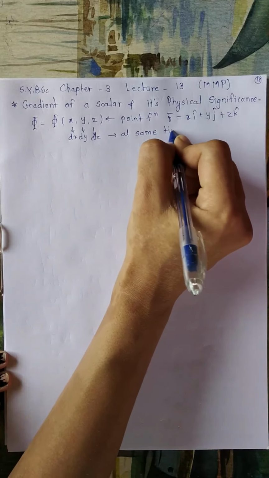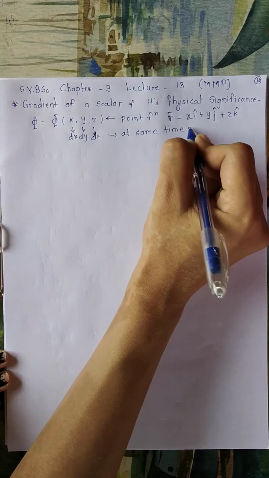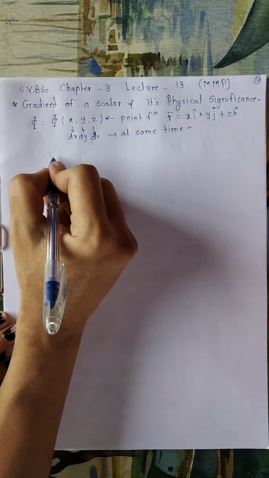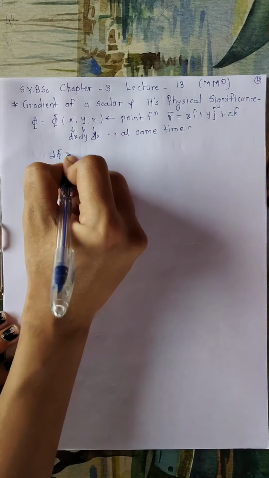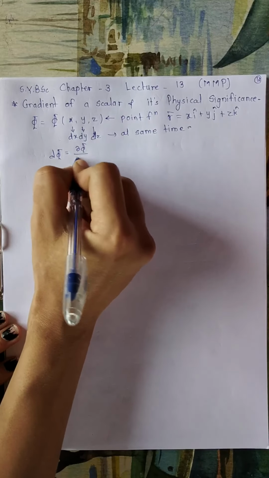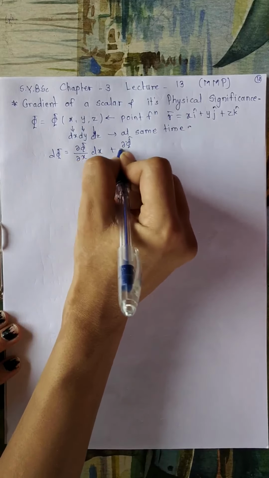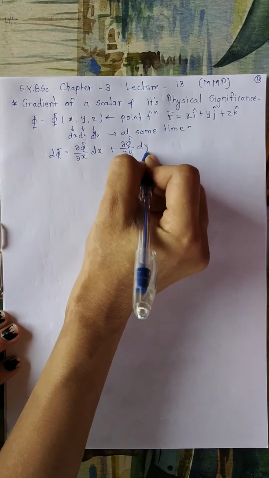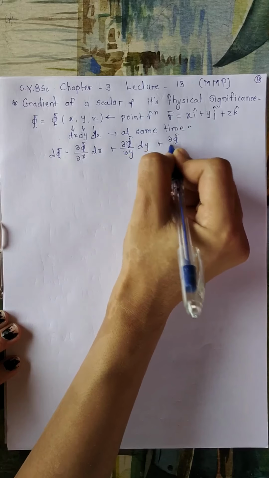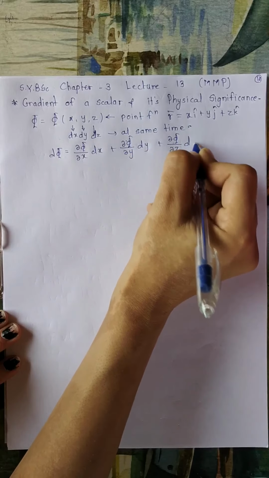is given by d phi, which will be d phi equals dou phi upon dou x dx plus dou phi upon dou y dy plus dou phi upon dou z dz.